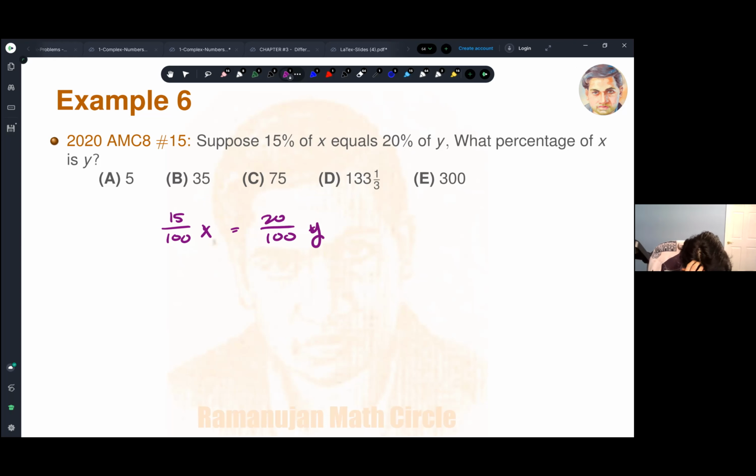So we want to know what percentage of x is y. How do we find that? Well, they're asking for what percentage of x is y. So y is equal to kx, and we want to find what k is.